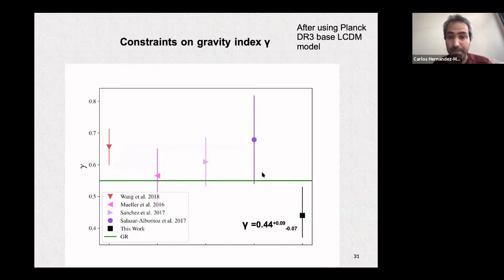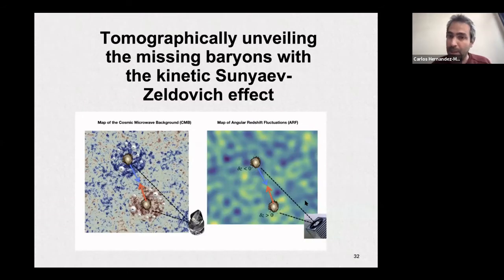So it really looks like, at least at this level of precision, that there is no evidence for deviations from general relativity. I switch gears now. I don't know, I'm going a bit slow maybe.